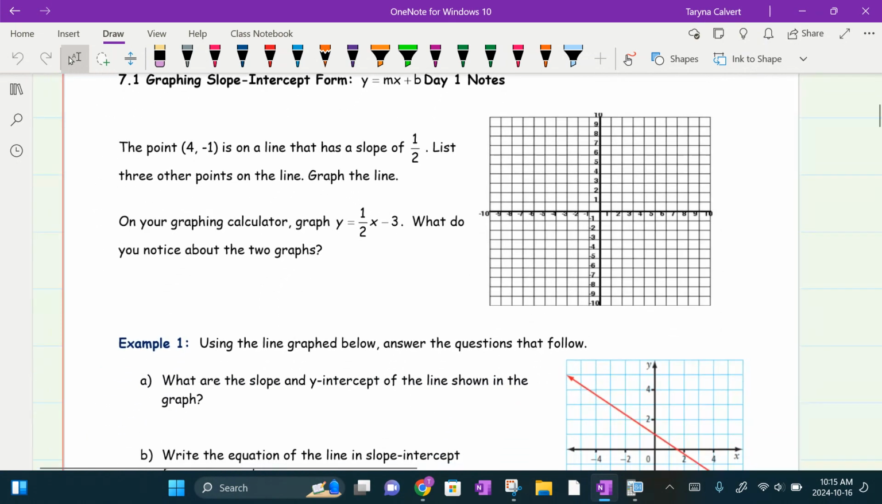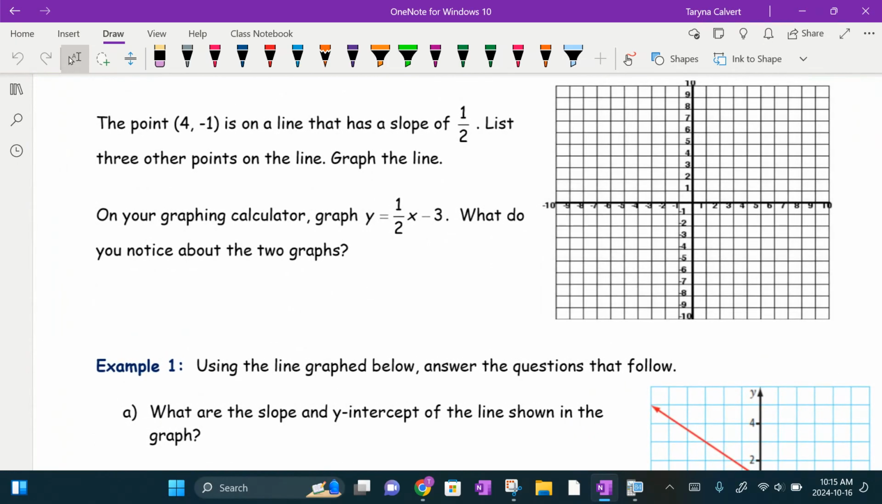For this first one, it says the point (4, -1) is on a line that has a slope of 1/2. List 3 other points on the line, graph the line. Do you all agree you know how to plot the point? With the slope work that we did yesterday, can you visualize how we're going to get the other points? We can plot the point that we're given. So let's all plot that.